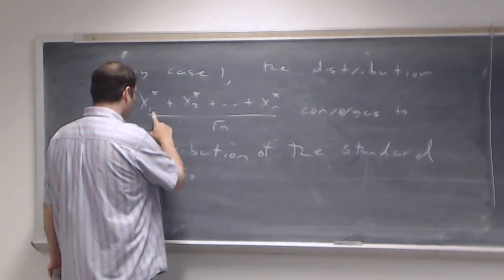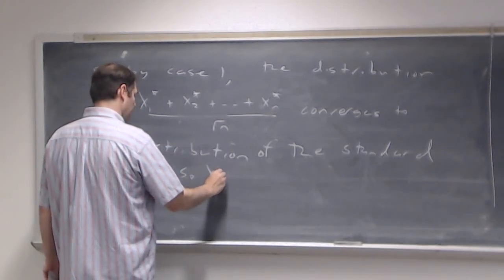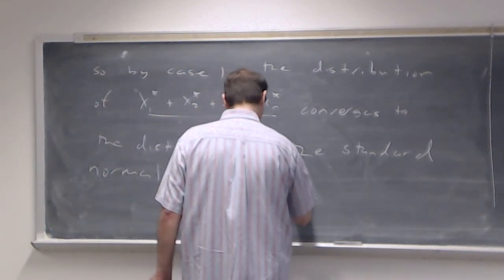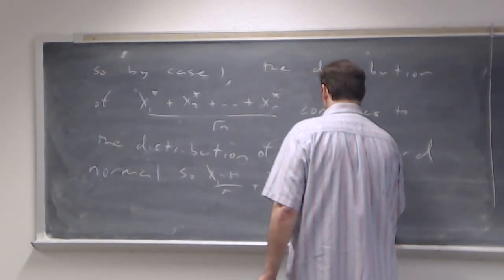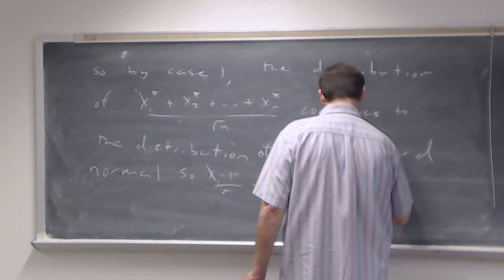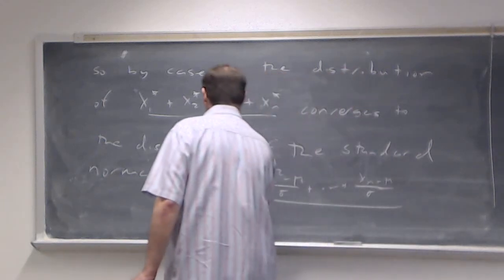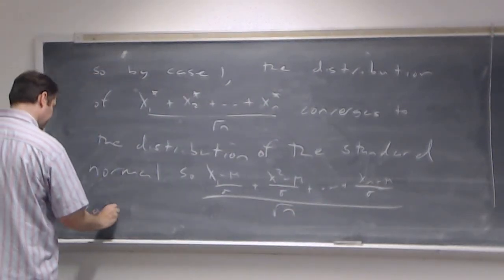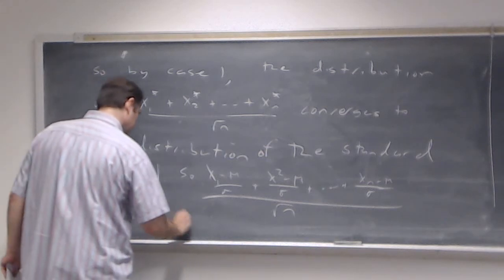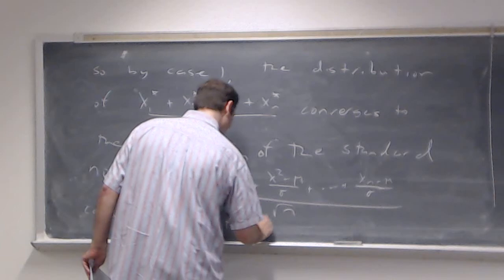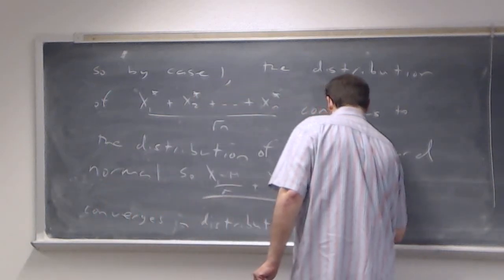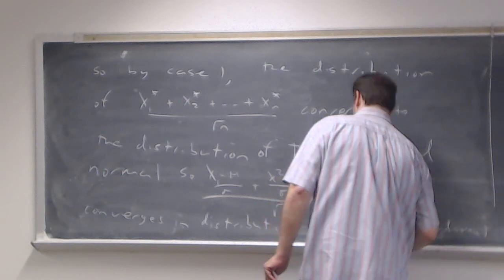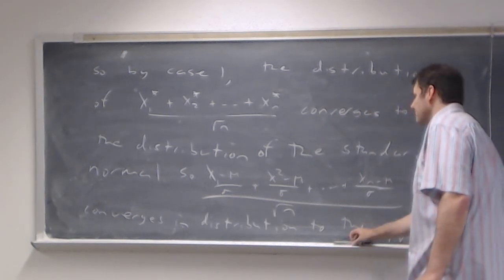And so, what is this? This is x of 1 minus mu over sigma plus x of 2 minus mu over sigma plus all the way to x of n minus mu over sigma, all over the square root of n, converges in distribution to the standard normal random variable.